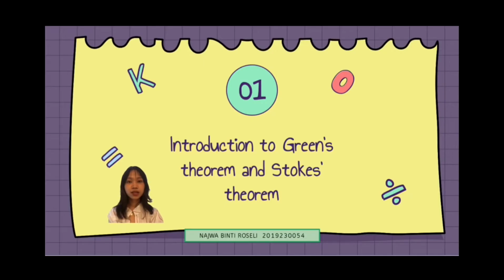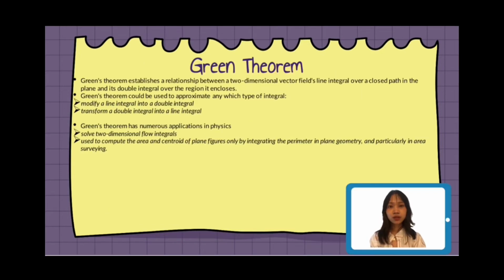My name is Najwa and I'll be giving the introduction of Green's Theorem and Stokes' Theorem. Green's Theorem establishes a relationship between a two-dimensional vector field's line integral over a closed path in the plane and its double integral over the region it encloses. Green's Theorem is also a subset of the much broader Stokes' Theorem.